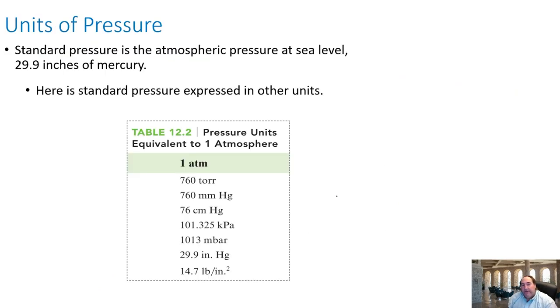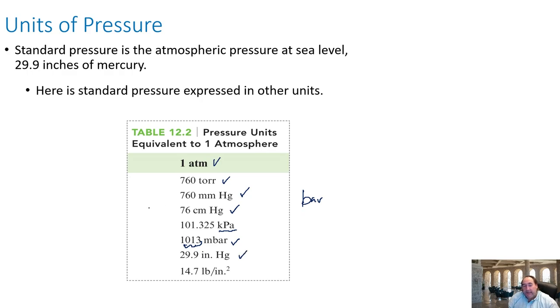So here are some other units of pressure. We see torr, millimeters of mercury, which is equal to 1 atm. Here are centimeters of mercury. This is kilopascals, which is a common unit of pressure. This is millibars; there's also a bar as well. 1.013 bar is equal to 1 atmosphere. It's basically milli, so you go 1, 2, 3 places to the left. That's a common one as well.